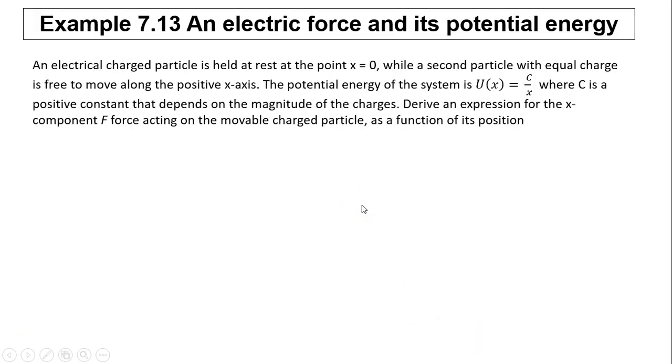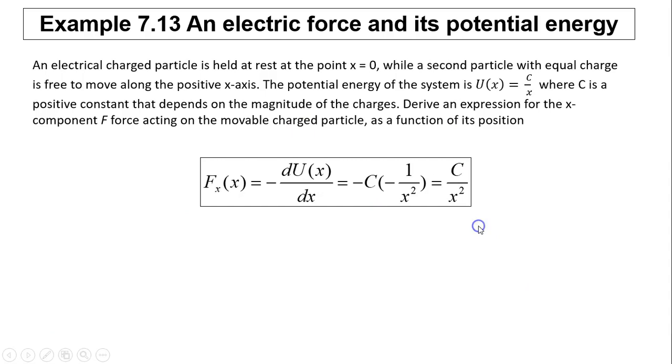Let's take a look at this example. An electrically charged particle is held at rest at the point x equals 0, while a second particle with equal charge is free to move along the positive x-axis. The potential energy of the system is U(x) equals c over x, where c is a positive constant that depends on the magnitude of the charges. Derive an expression for the x component of the force F acting on the movable charged particle as a function of its position.